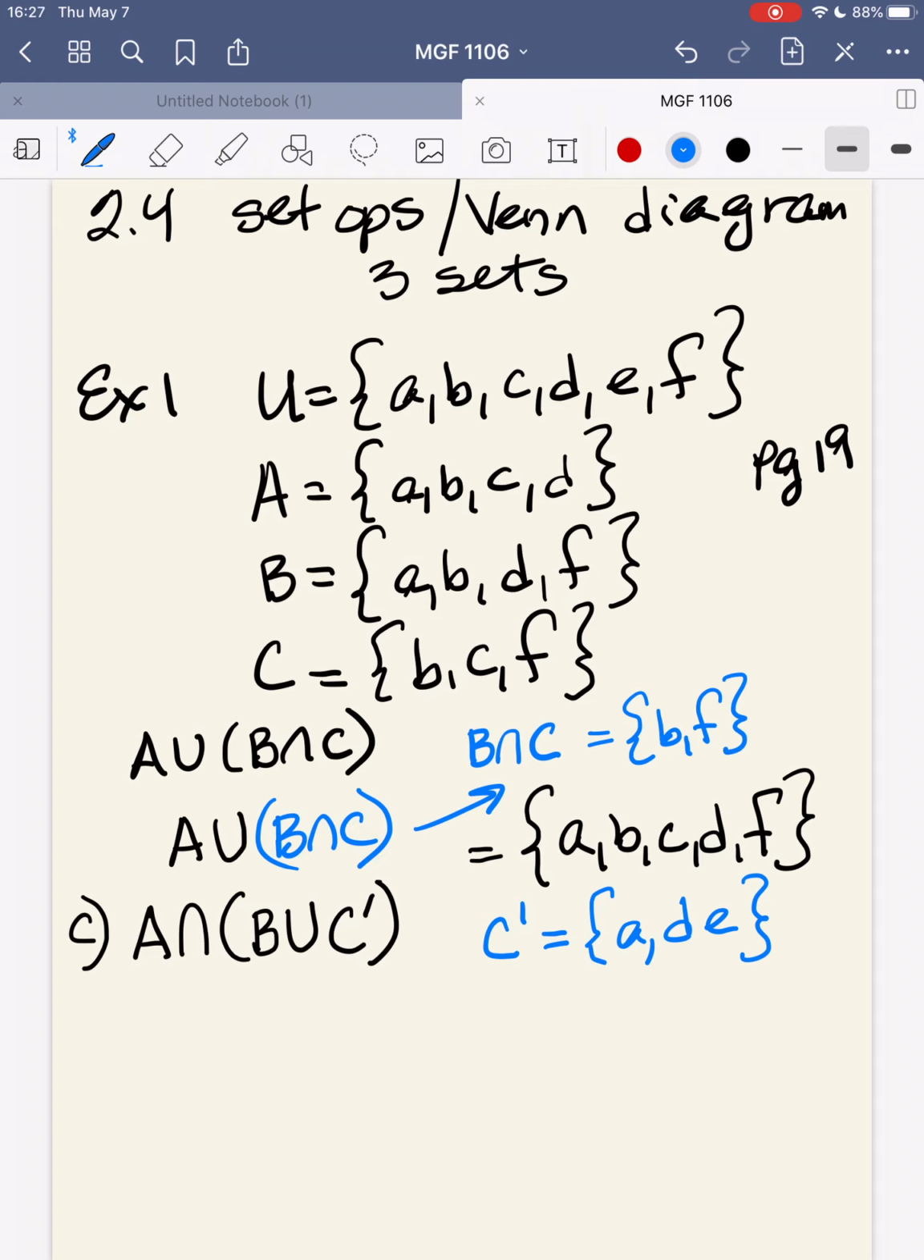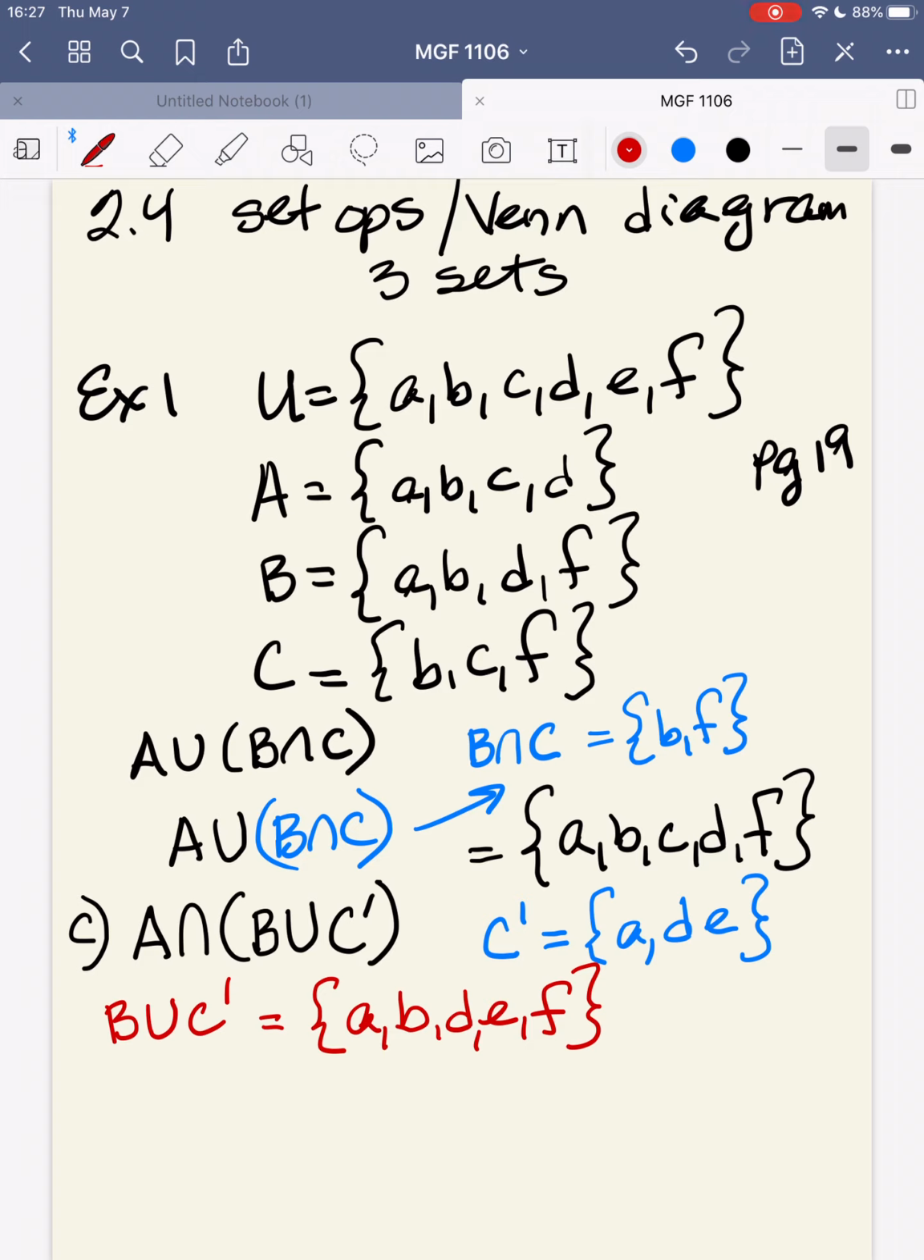Then go ahead and take care of B union C complement. B union C complement is going to be all the elements in B and the ones that are in C complement. So I have A because they're in both, B because it's in set B, D because they're in both, E because it's in C complement, and F because it's in B.